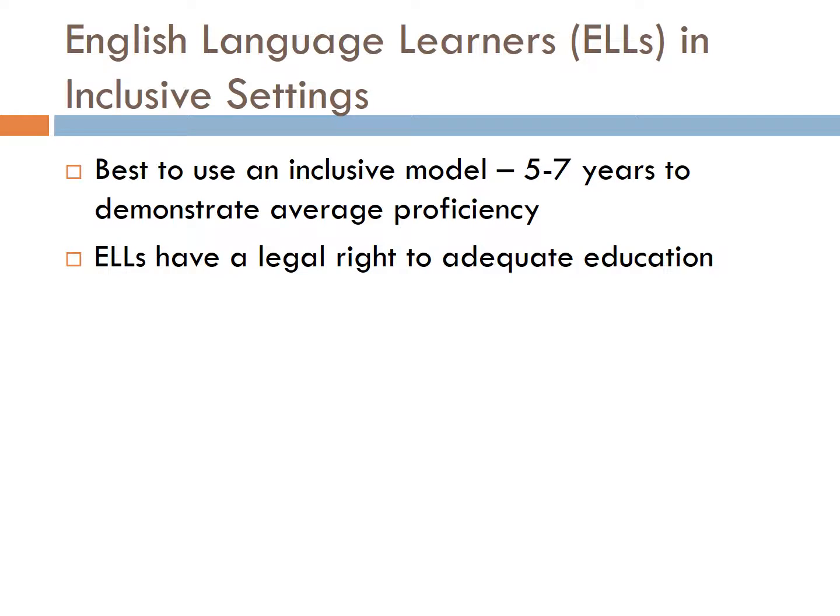Let's switch gears for a minute now and talk about English language learners, or ELLs, in inclusive settings. We've known now for a long time that it's best to use an inclusive model, and that is teaching students who are English language learners in the regular classroom. But what surprises teachers is the understanding that it might take 5 to 7 years for that student to demonstrate average proficiency in English. English is a really difficult language to learn, and the older you are when you come in, the more difficult it appears to be.